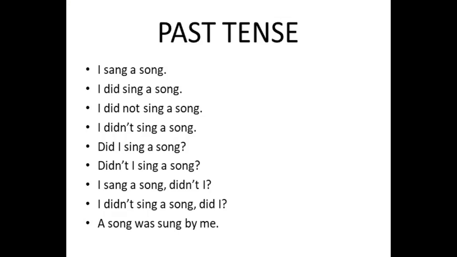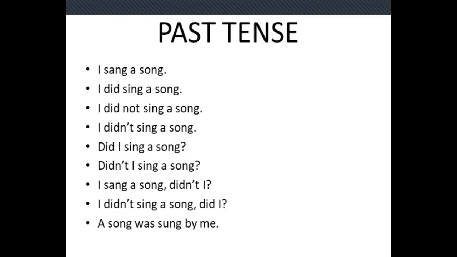Now change it into passive voice. A song was sung by me. A song, after that be form. Be form of the past tense is was and were. Here, a song is singular. That is the reason you have to write the be form was. If the subject is plural, for example, songs, then you have to write the be form were. That's all. A song was sung by me.